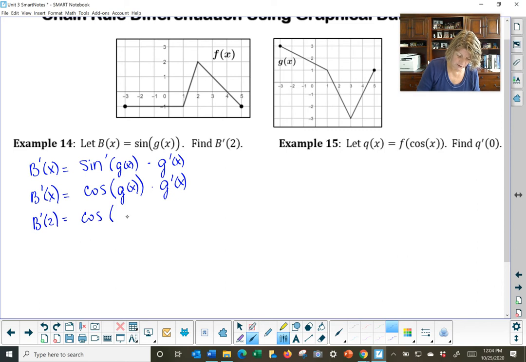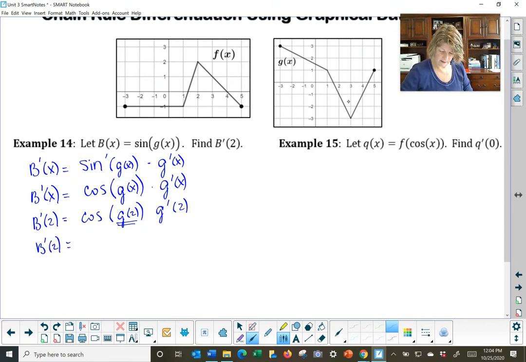Cosine of g of 2, g prime of 2. I'm kind of hoping this turns out to be a nice number, g of 2, because there's only a few values that I know the cosine for, and those are the values on the unit circle. So let's see what this turns out to be. G of 2 is negative 1. Cosine of negative 1? No, I can't. Cosine inverse of negative 1 I can do.